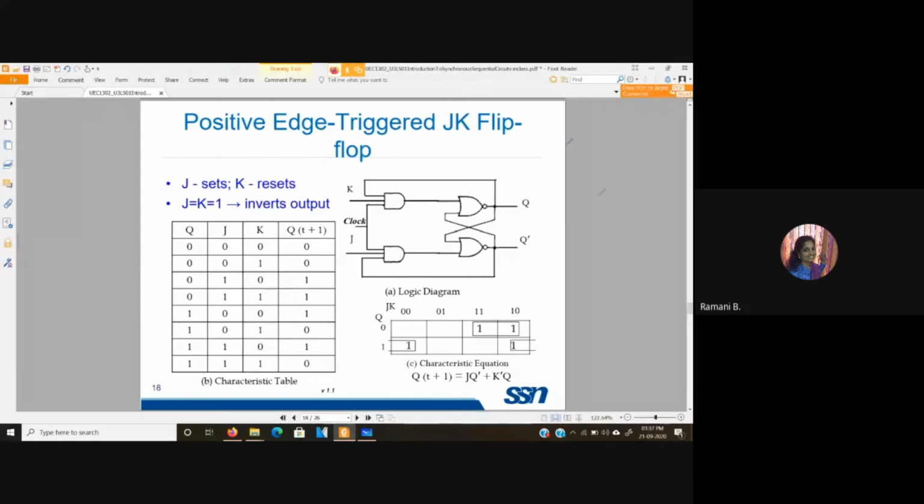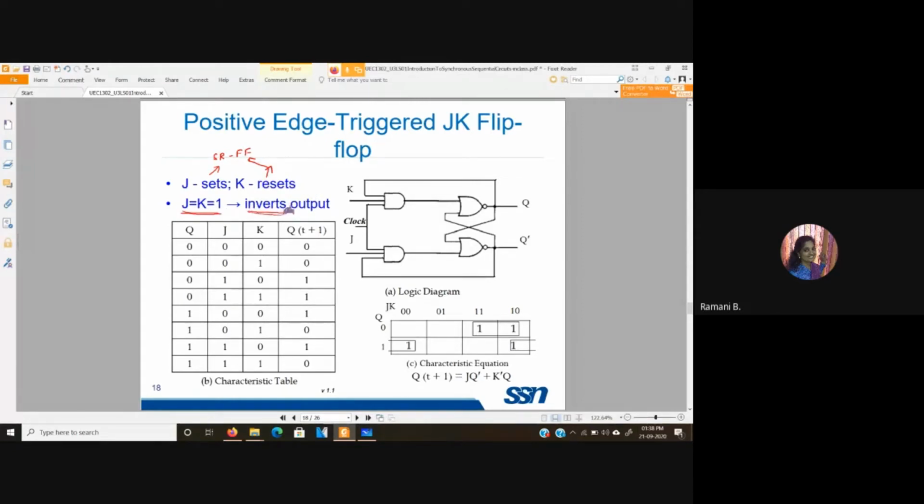So here with positive edge triggered JK flip-flop, for now you just have in mind this J input is similar to that of the set input in SR flip-flop and K input is similar to that of the reset input in SR flip-flop. Okay? So here the main thing is with S and R value equal to 1, we had a forbidden condition in case of SR flip-flop, whereas in JK flip-flop with J and K value both equal to 1, the output will be inverted.